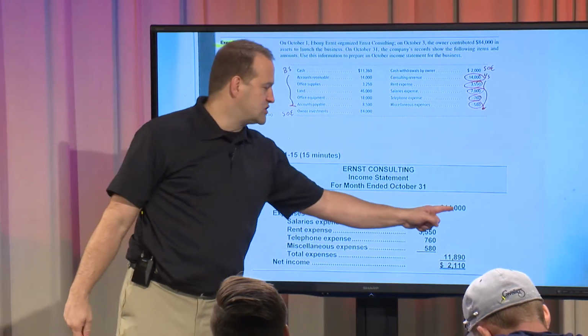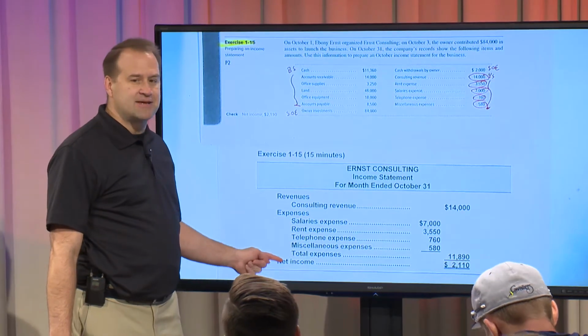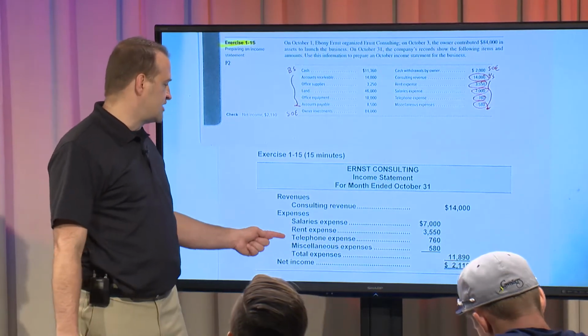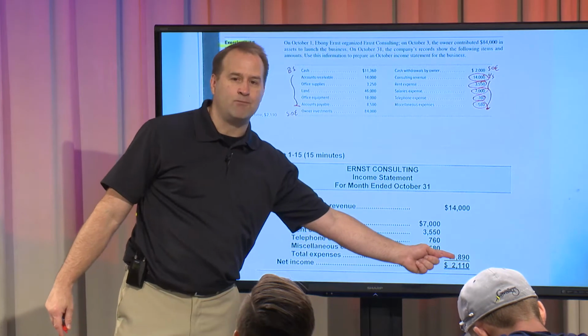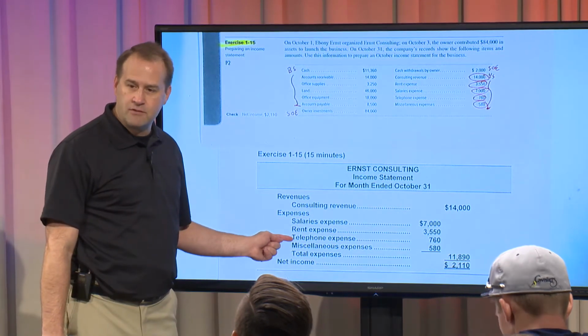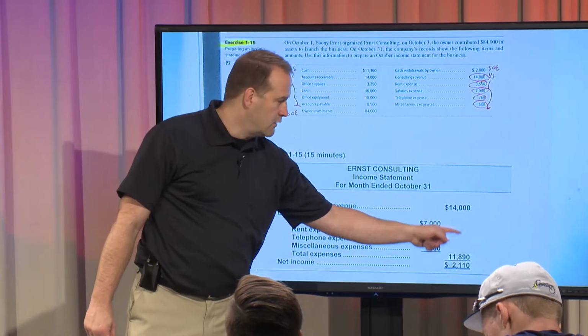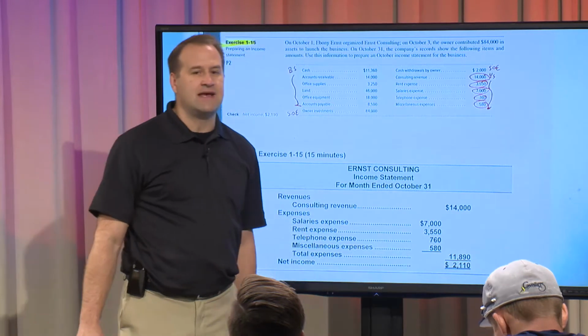Okay, we have revenues of $14,000. We have expenses, and you need to list them all out. Sometimes students will just say total expenses, $11,890. Well, that doesn't give the reader as much information as if you list these, right? So list these out, these expenses, then total them up. Revenues less expenses equals net income.